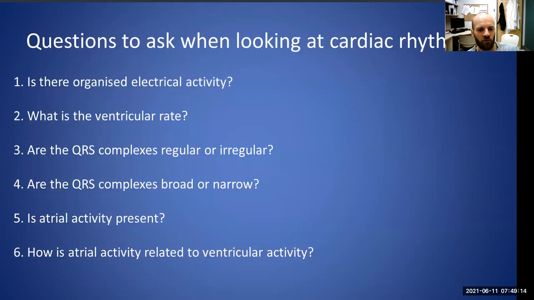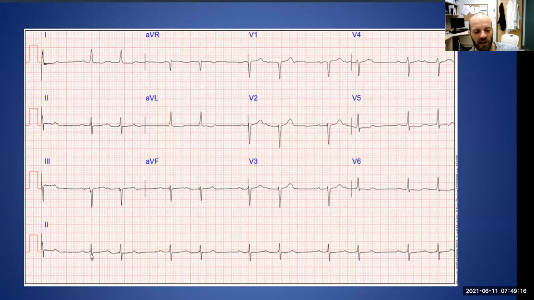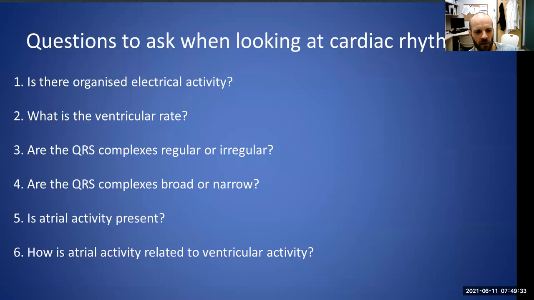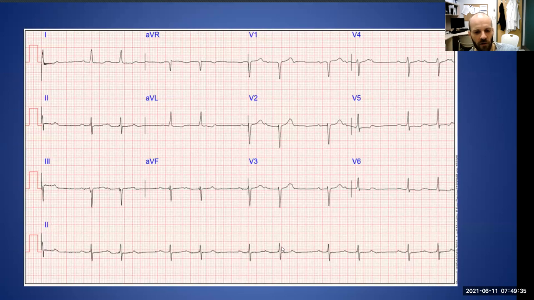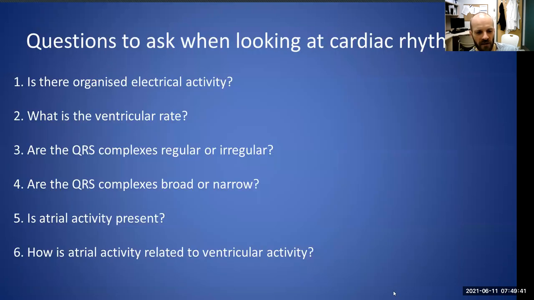Are the QRS complexes regular or irregular? We said that this was regularly irregular. Okay. So that immediately makes us think this isn't going to be a completely normal sinus rhythm if it's regularly irregular. The next question was, are the QRS complexes broad or narrow? I think we can agree. I think we said when we measured the intervals out that these were nice narrow QRS complexes.